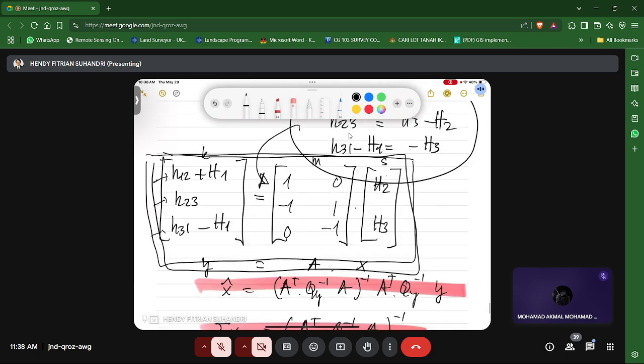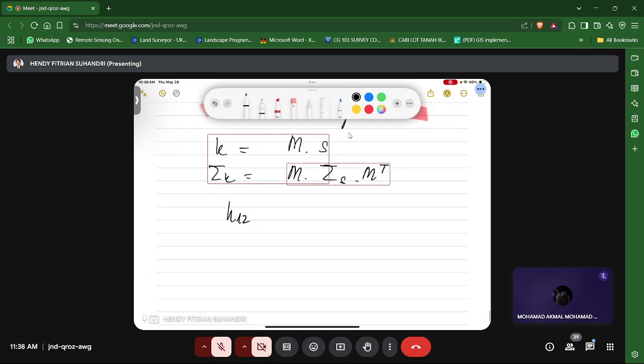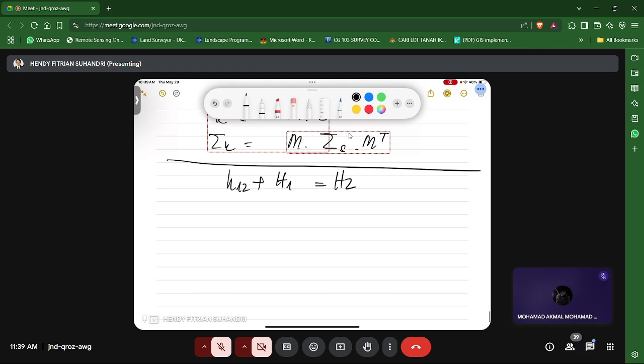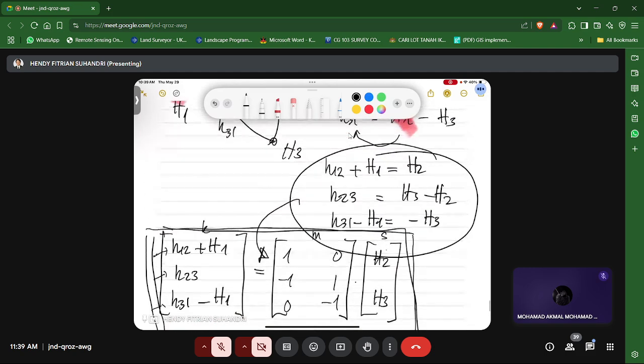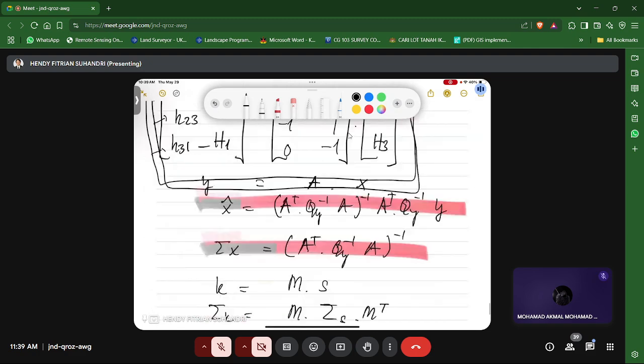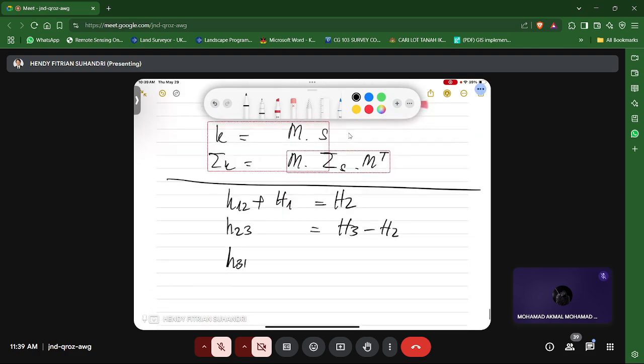H12 apa tadi? Saya tuliskan kembali. H12 plus H1 sama dengan H2. Ini saya nak tunjukkan. Dia sama tak nanti? H23 sama dengan H3 tolak H2. H berapa lagi sini? H31 tolak H1 sama dengan negatif H3. Okey. Persamaan tu macam ni.